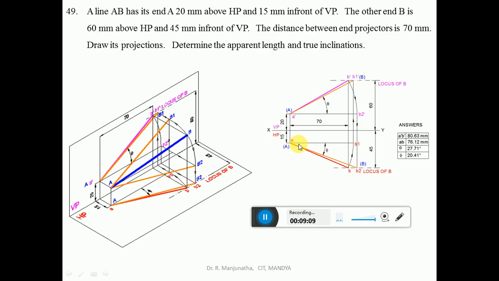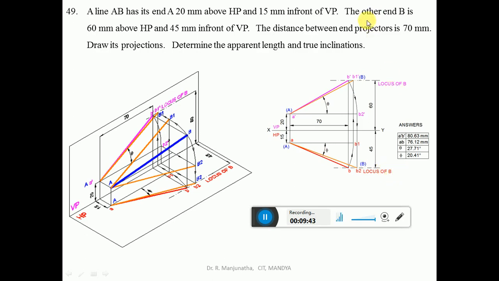Then, similarly, the other end B is 60 mm above HP and 45 mm in front of VP. Above HP is seen in the vertical plane. Again from the XY line measure 60 mm above and draw a horizontal dash-dot line, and mark that as the locus of B in the front view. Similarly, 45 mm in front of VP is seen in HP, which is below the XY line. So from the XY line you measure 45 mm and draw a dash-dot line in the top view, and write this as the locus of B in the top view.